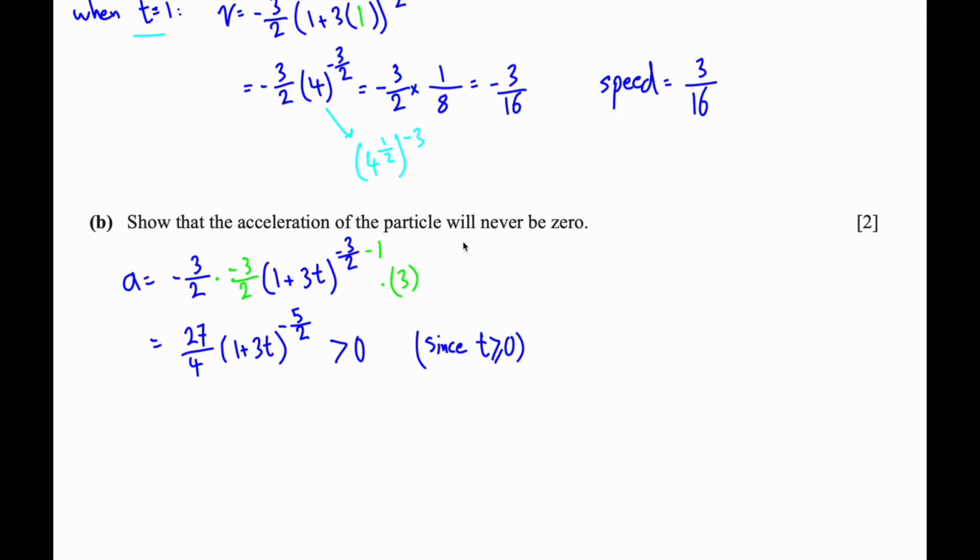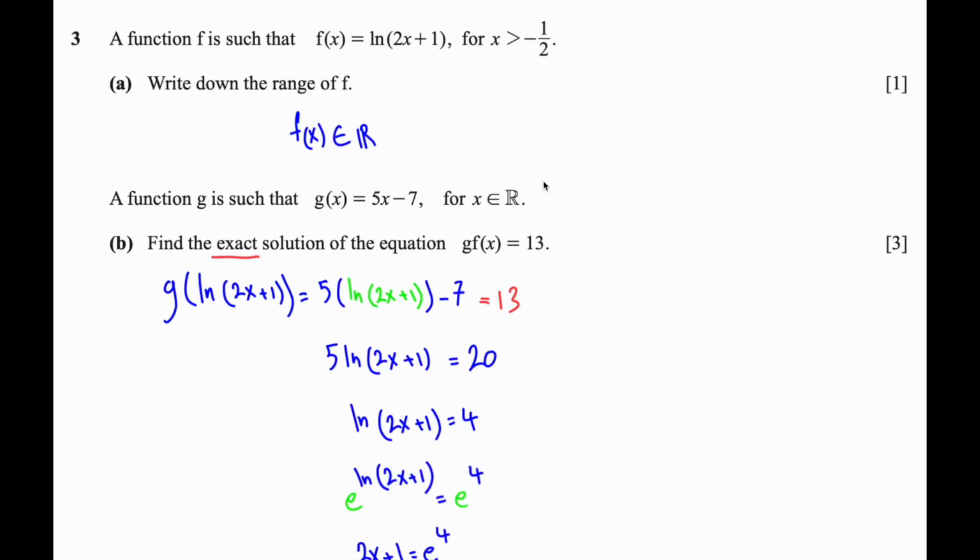And that means it will never be 0. Question number 3. A function f is such that f of x equals ln(2x + 1) for all the x's greater than negative half. Write down the range of f.